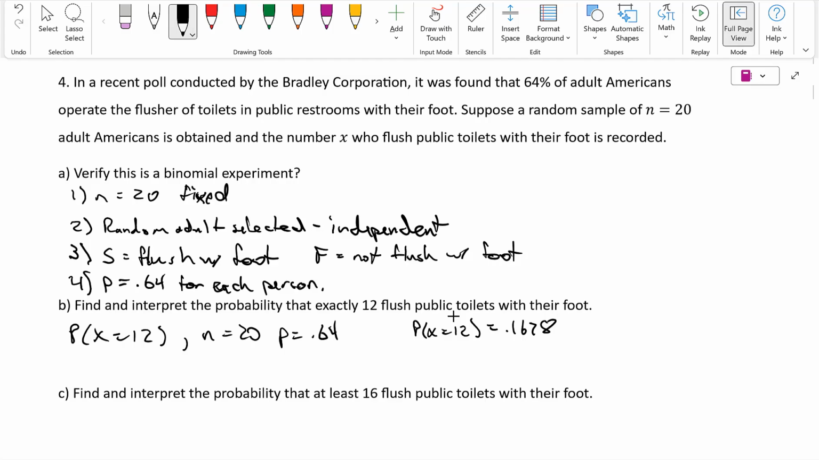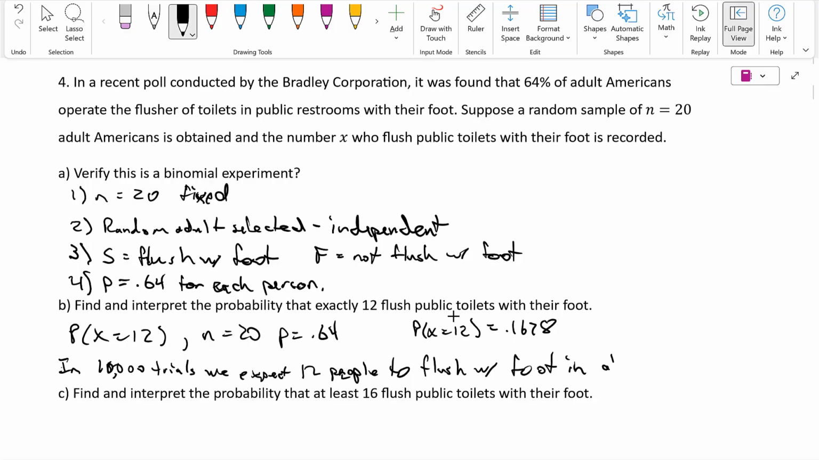So we can say, let's just go all the way, in 10,000 trials, we expect 12 people to flush with their foot in about 1,678 trials.